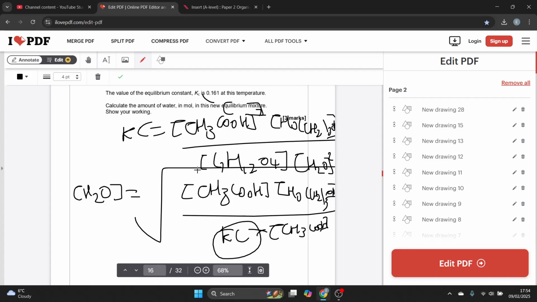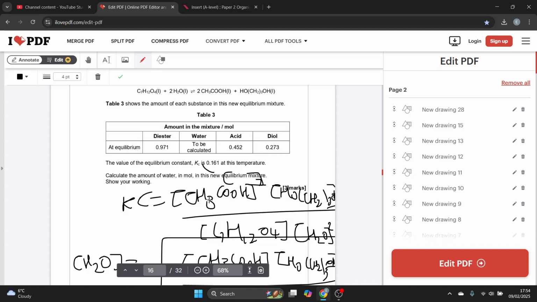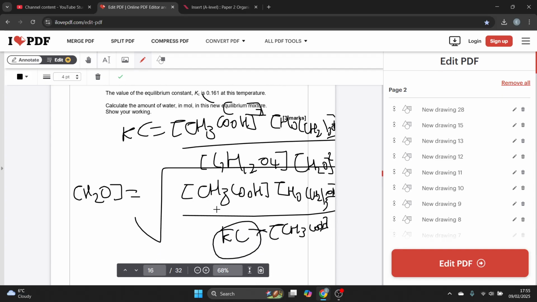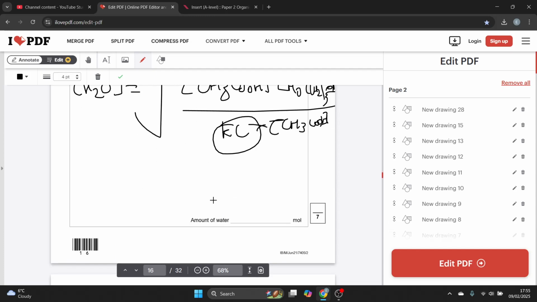So you just substitute the moles of them. 0.52 times 0.273 divided by 0.161 times 0.971 squared. Square root of that, 0.597 moles.